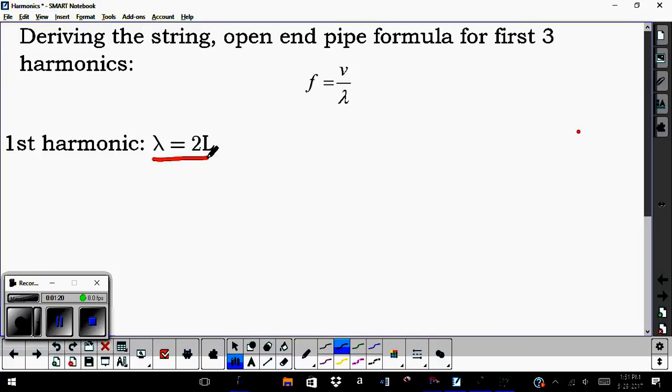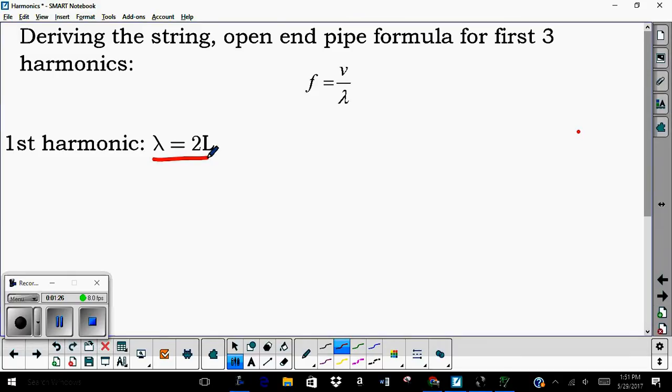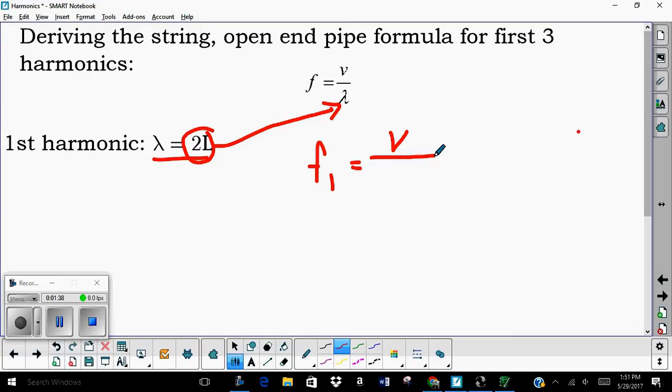So here we are, deriving a formula to find the first harmonic. We know for the first harmonic that the wave that is formed is 2 times the length of the string. So what I'm going to do is plug in this relationship for wavelength, and I'll find that the first fundamental frequency is the velocity of the wave divided by 2 times the length of the string.